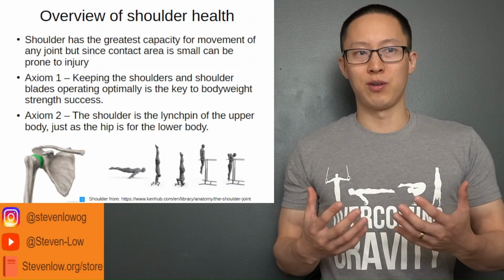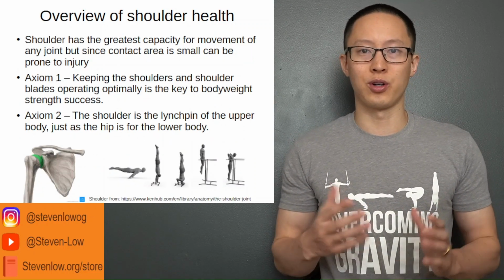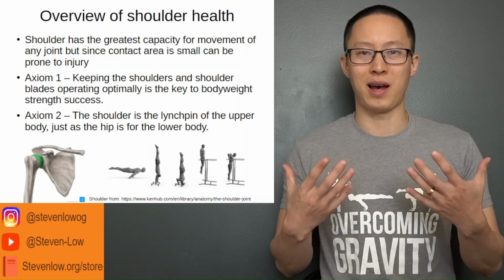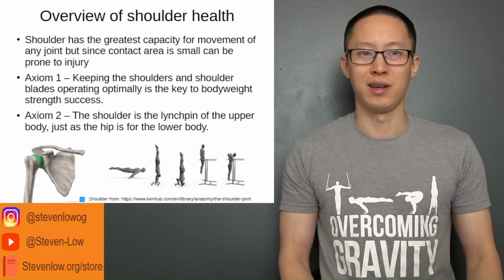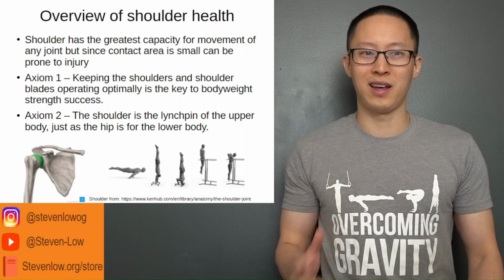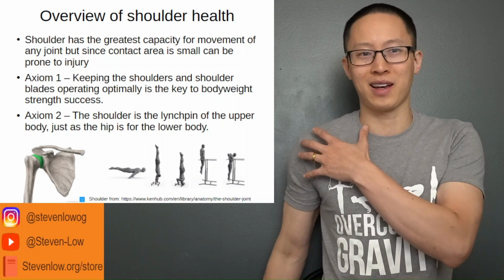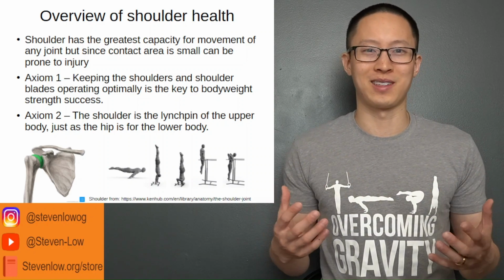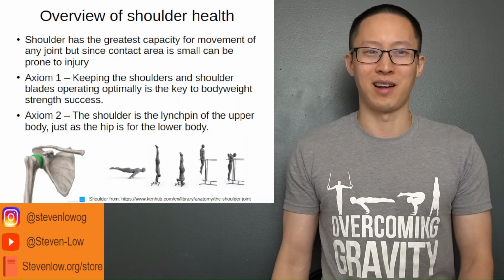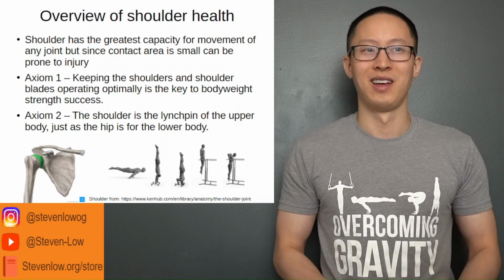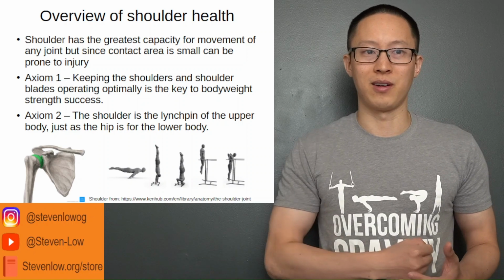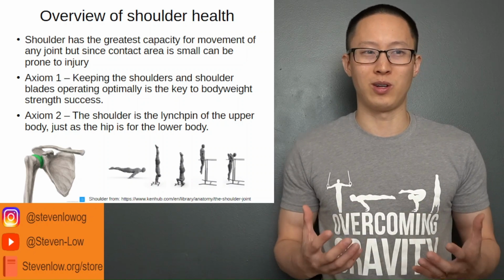So, a general overview of shoulder health. The shoulder in general has the greatest capacity for movement of any joint in the body. It can go fully overhead and then back for a great distance into hyperextension, and then obviously out to the side and back down. And it also has a very good capacity for rotation as well.